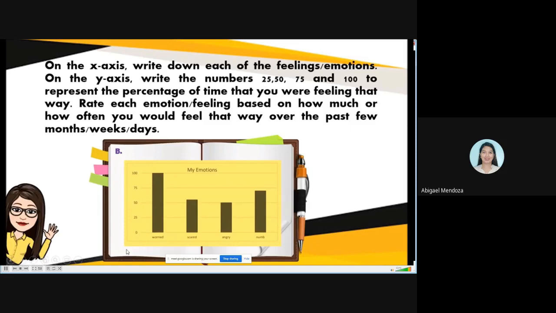On the y-axis, write the numbers 25, 50, 75, and 100 to represent the percentage of time that you were feeling that way. Rate each emotion or feeling based on how much or how often you would feel that way over the past few months, weeks, or days. Here is the example. Worried 100%, scared 55%, angry 50%, numb 70%.